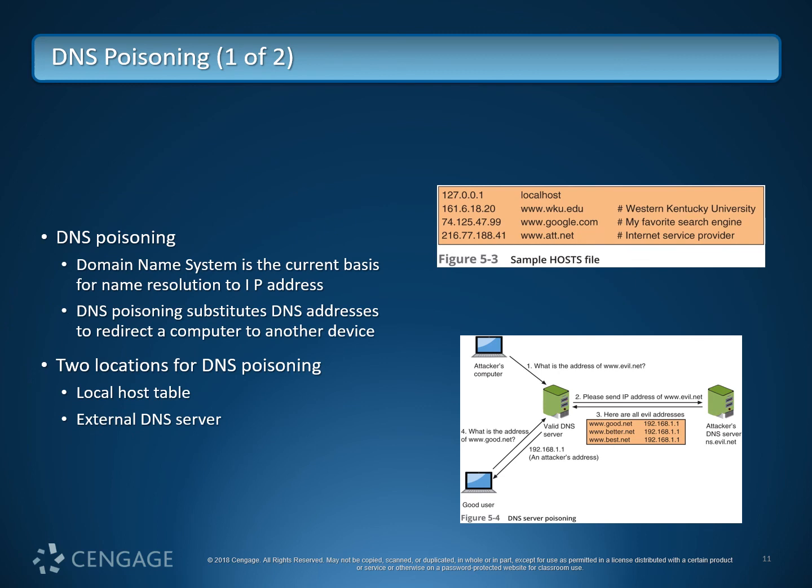DNS poisoning is basically corrupting the domain name system that we use to resolve an IP address to a domain name, or FQDN. So if we go to google.com, that is a fully qualified domain name. It has the World Wide Web handler, www, Google, which is the name, and then .com, which is the TLD, or top-level domain that we deal with.